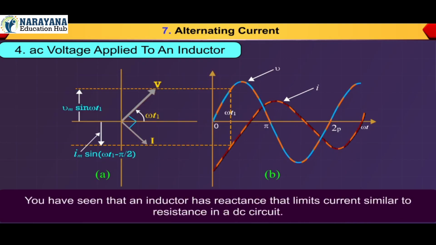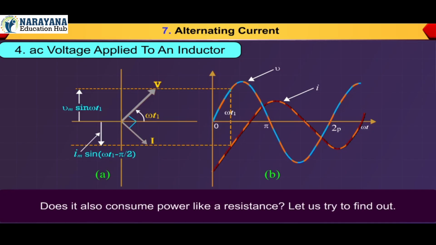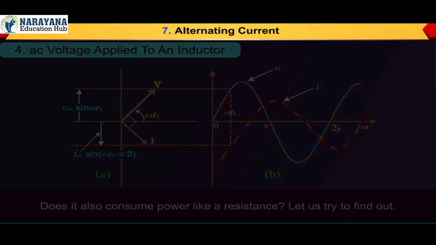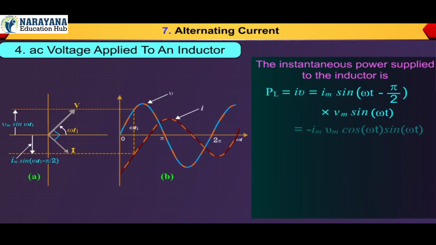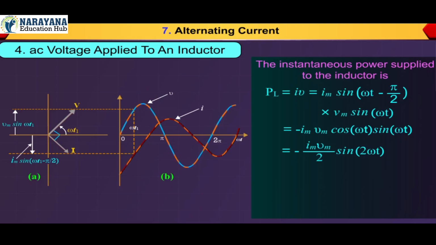You have seen that an inductor has reactance that limits current similar to resistance in a DC circuit. Does it also consume power like a resistance? Let us try to find out. The instantaneous power supplied to the inductor is PL is equal to IV is equal to Im sin omega t minus pi by 2 into Vm sin omega t is equal to minus Im Vm cos omega t sin omega t is equal to minus Im Vm upon 2 sin 2 omega t.